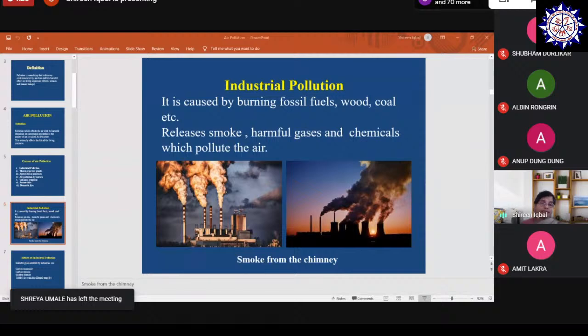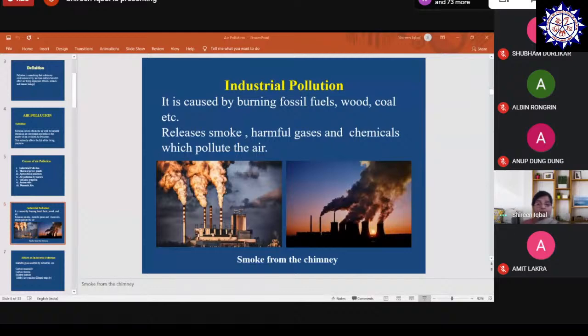The harmful gases emitted by the industries are carbon monoxide, carbon dioxide, and sulfur dioxide. All these are poisonous gases emitted from the industries. And methyl isocyanate, this gas was leaked in the year 1984 in Bhopal. During that, many people lost their lives, their eyes, legs, hands, and so on.